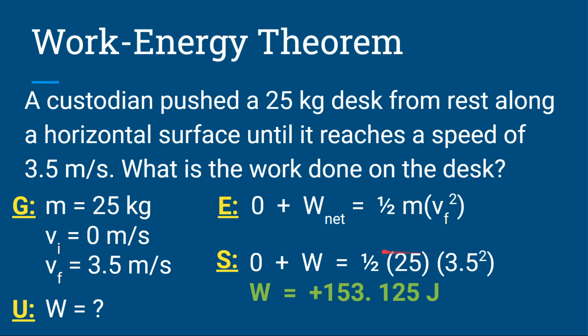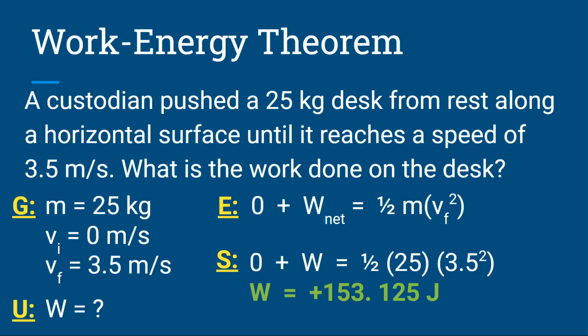Okay, if you multiply those out, you get positive 153.125 joules, and that is the work done on the desk by the custodian. The custodian gave it more velocity, added energy to the system. The work is positive. And what I solved for wasn't really work. I solved for kinetic energy, but that's where it came from. And I know that because of the work-energy theorem.